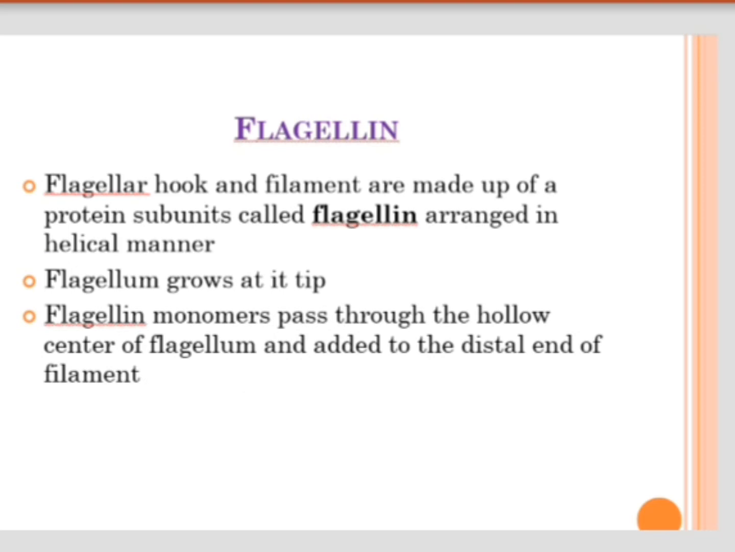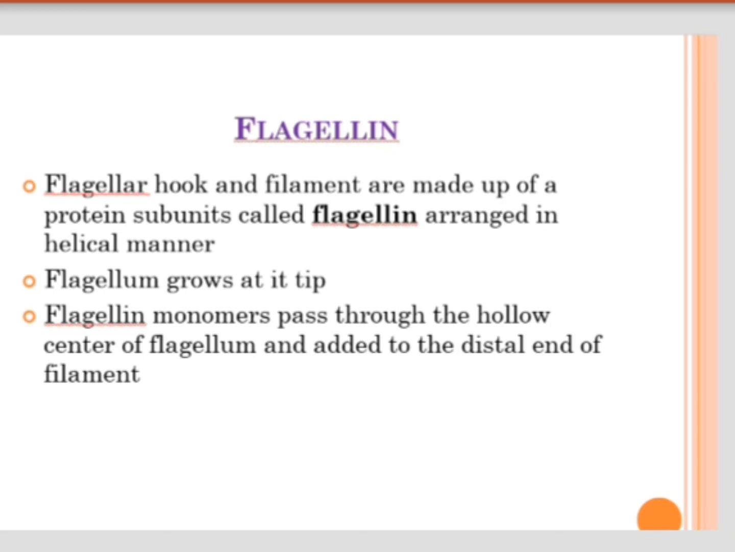Flagellin. This flagellar hook and filament are made up of protein subunits called flagellin. So flagellin are actually the protein subunits of the flagella, and flagellin is arranged in a helical manner. And flagella grows at its tip. We know that hair grows at its root, but flagellum grows at its tip.